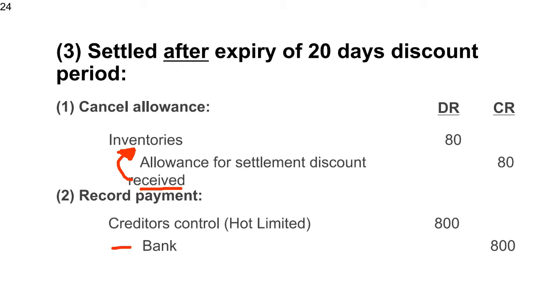And if you look at this, we can't pay 720 anymore. We have to pay the full amount of 800. And so we credit bank for the full amount, and then we can debit the creditor for the full amount.